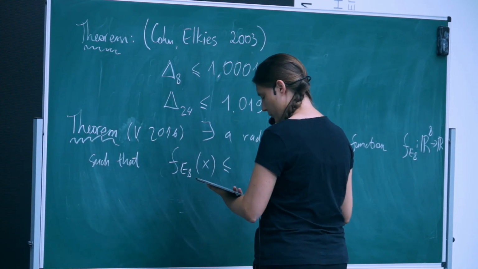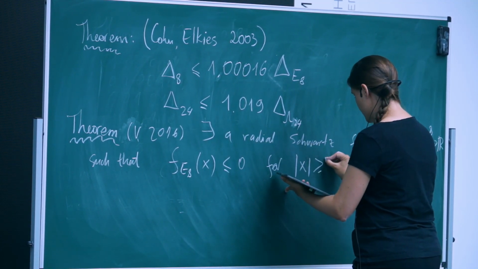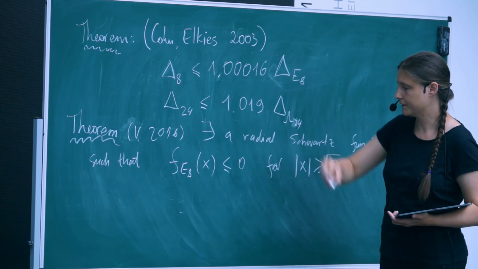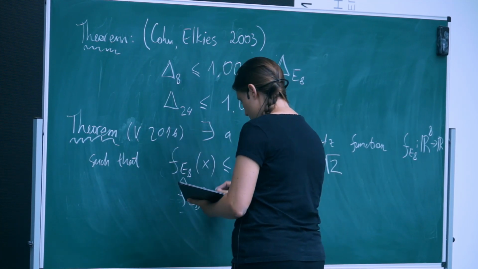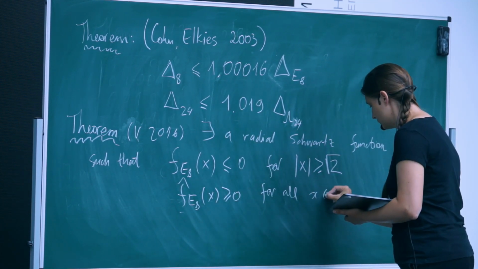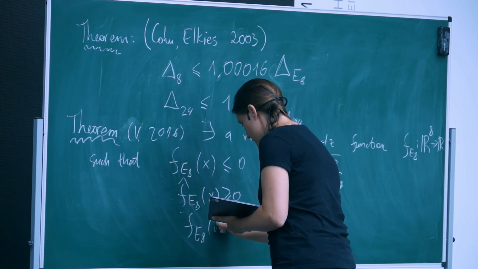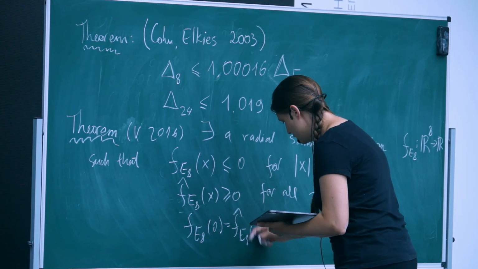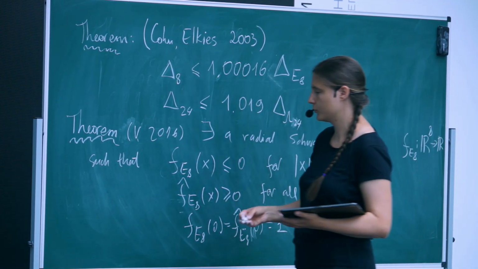F_E8 of x is smaller or equal than 0 for all points of distance bigger than square root of 2, because this is the optimal parameter we can have for the lattice E8, and its Fourier transform is non-negative. And it's also normalized in the way that we require in the theorem of Cohn-Elkies.